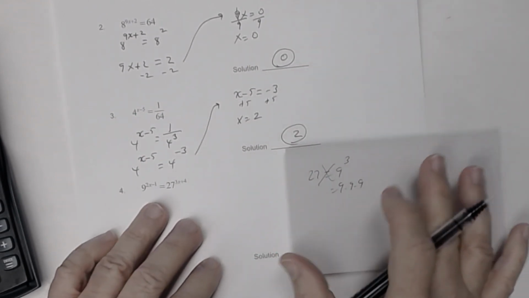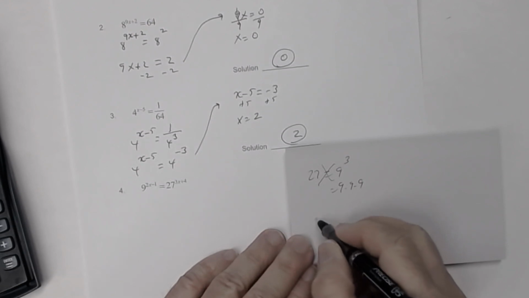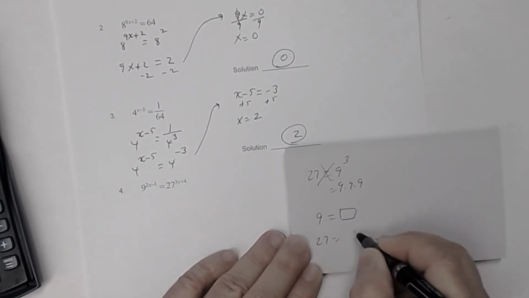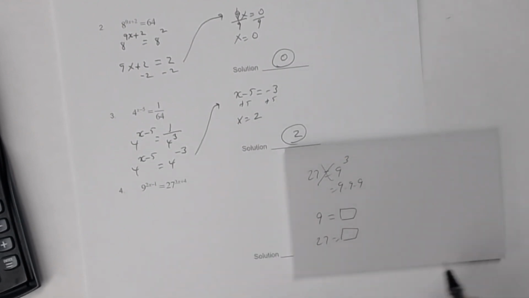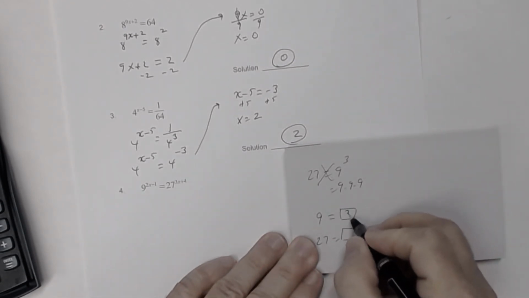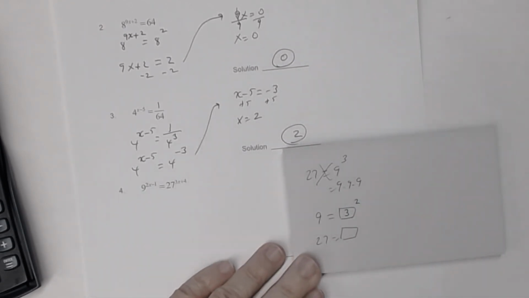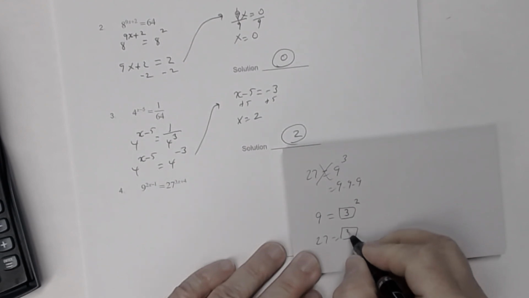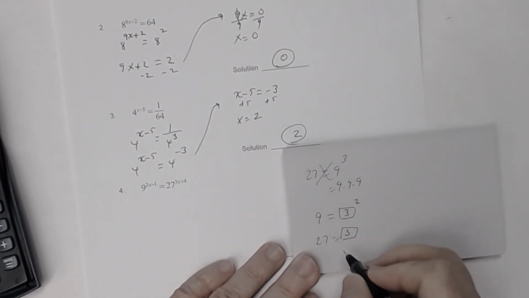So then we got to think about 9 and 27. Is there a way I can write 9 and 27 as both of those having the same base? All right, so let's think about 9. I know I can write 9 as 3 to the second power, right? Can I write 27 as 3 to a power? Well, let's think about that. 3 to what power is 27, if possible?